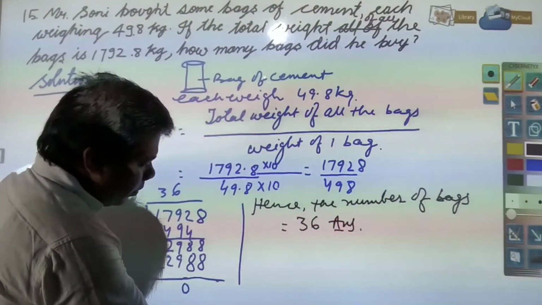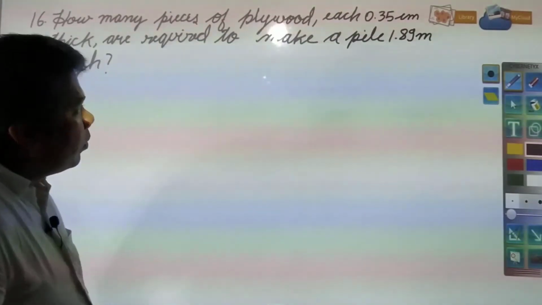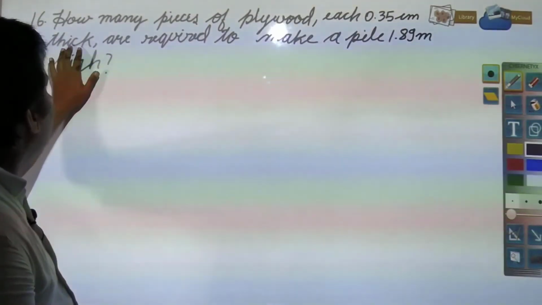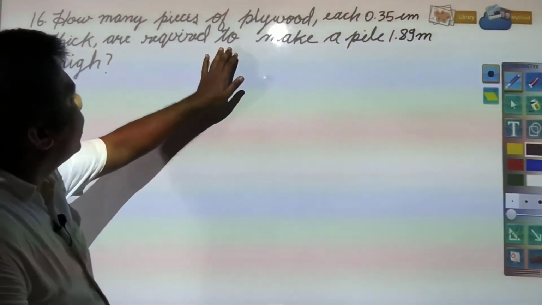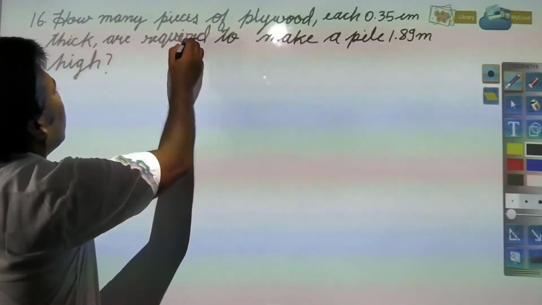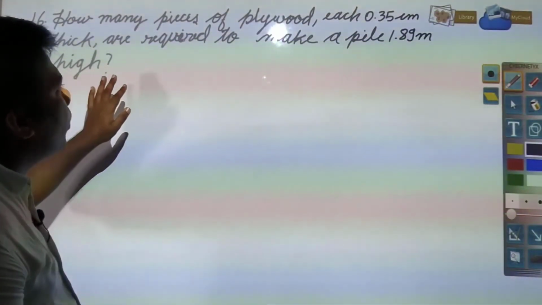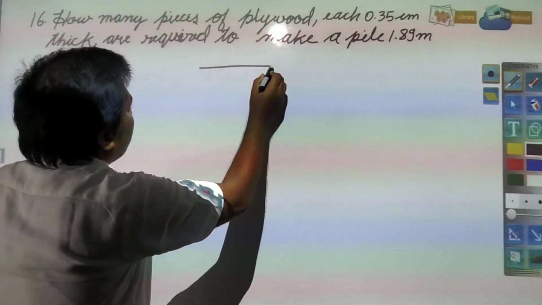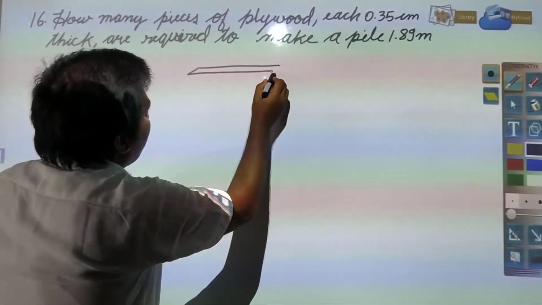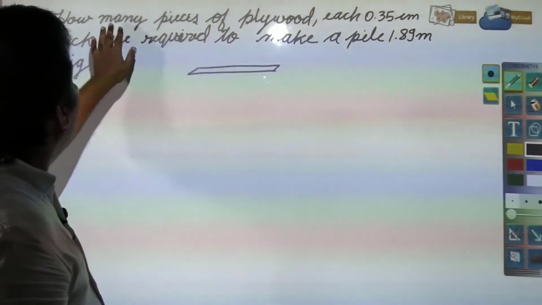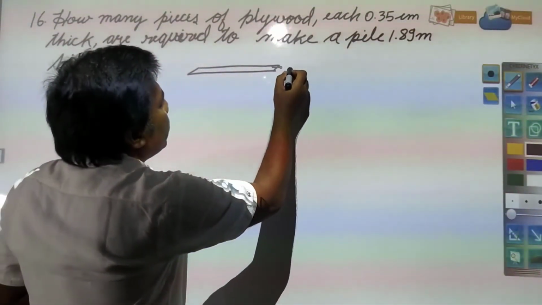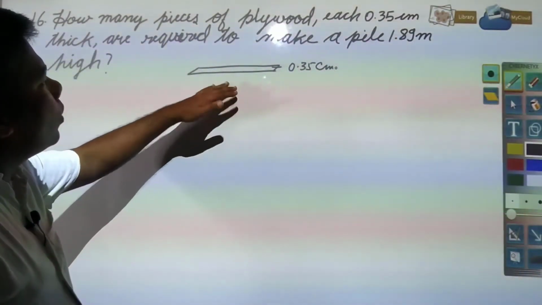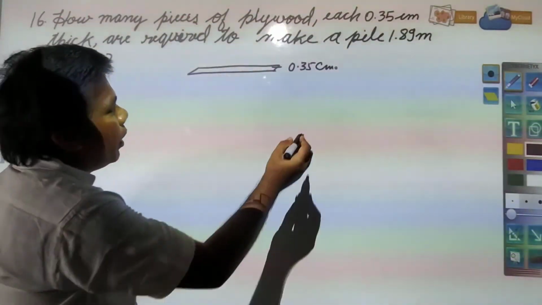Next question, you see, how many pieces of plywood, each 0.35 centimeter thick, are required to make a pile 1.89 meter high. Suppose here you have a sheet of plywood, and that thickness you have 0.35 centimeter. Now it is required to make a pile, and number of sheets are required to be kept over here.